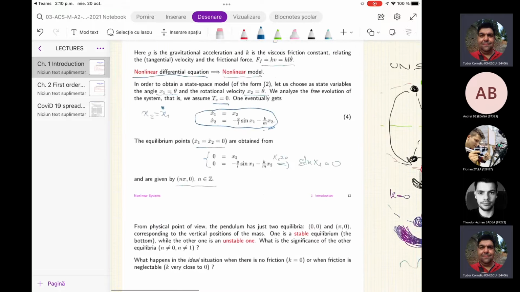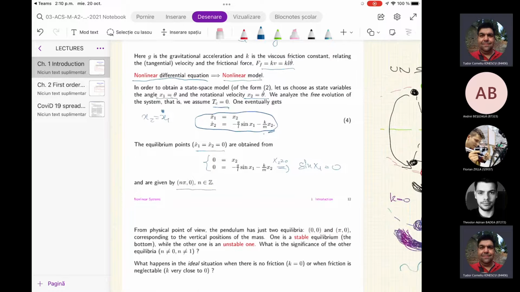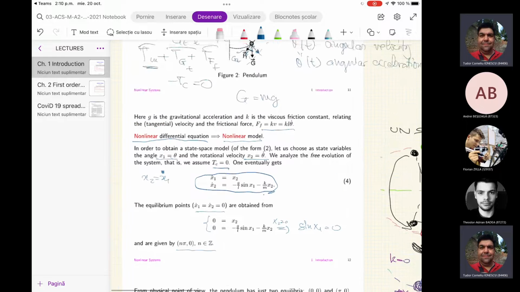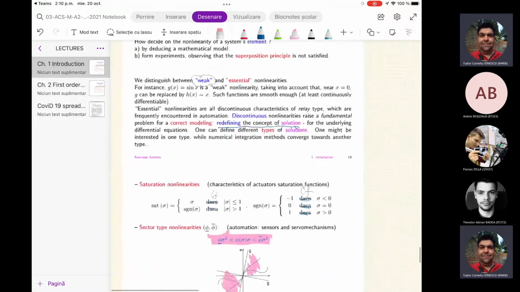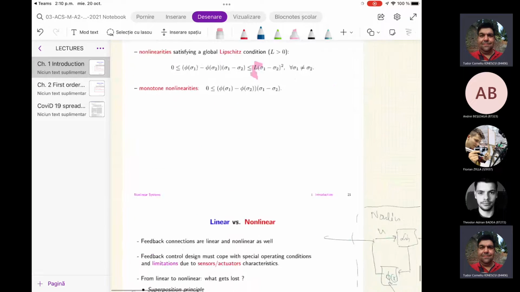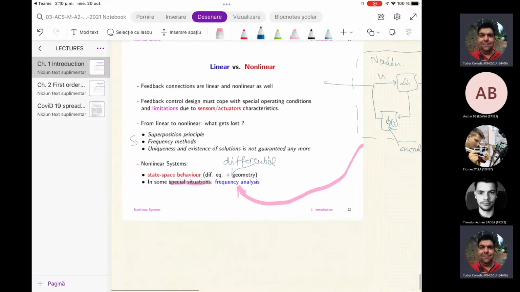And all the concepts and all the ideas we are going to emphasize in this lecture can be straightforwardly, in some sense, connected, or have a very strong one-to-one connection with this pendulum example. So finally, the end of the discussion last time was what's linear versus nonlinear.